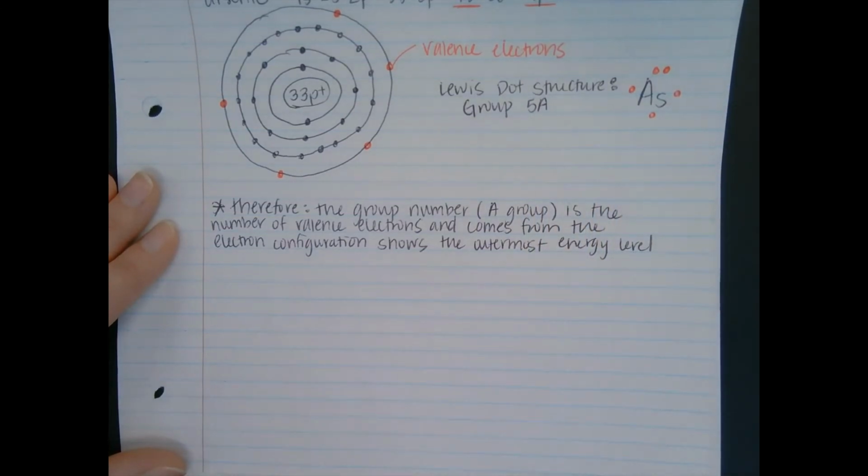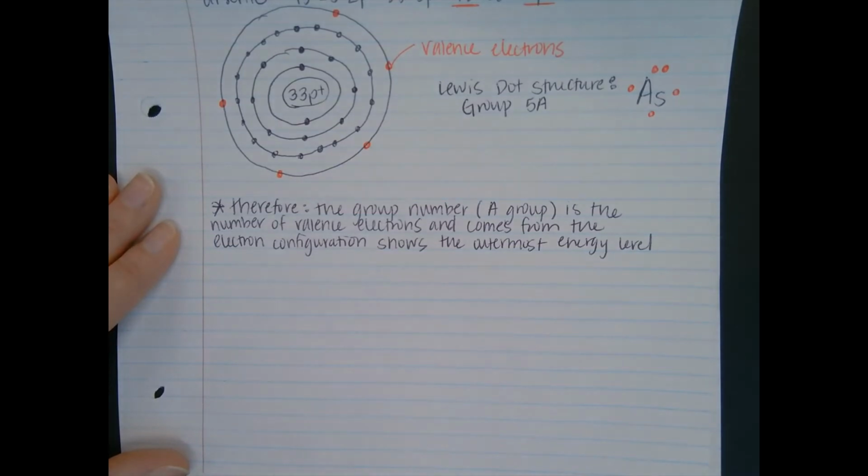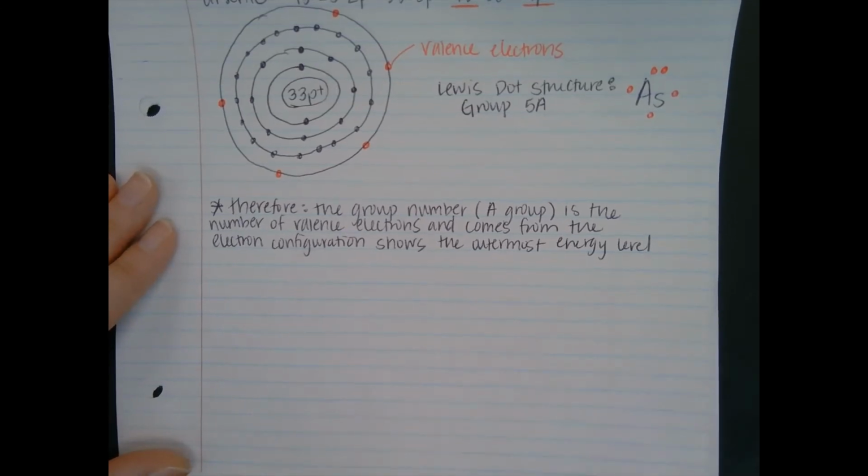Okay, so our A group, that number tells us the number of valence electrons for that element when it's neutral, and it comes from the electron configuration of that outermost shell. That's why this pattern works. That's why the trick works. Instead of just memorizing the trick, that's explaining where we get it from. Where does it come from? It comes from the electron configurations.